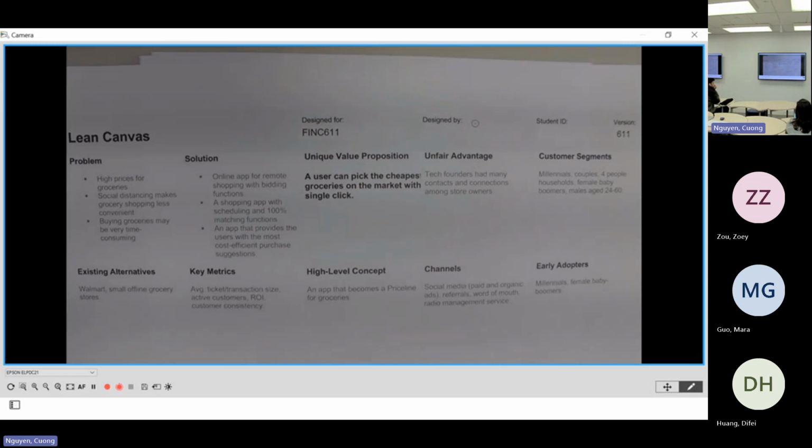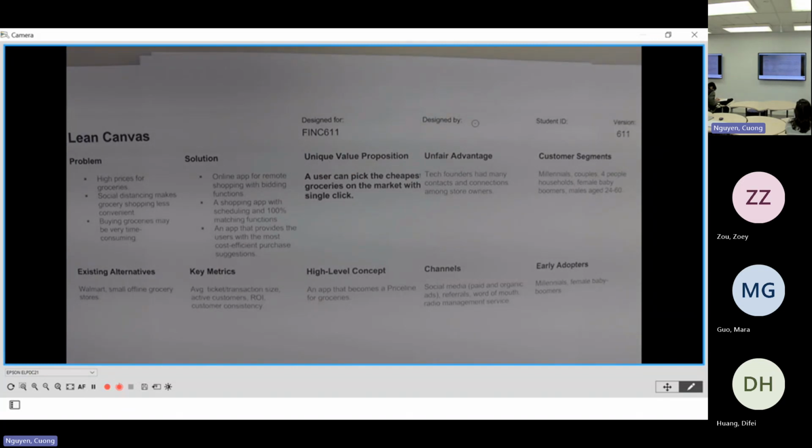Matching function. So there are a lot of suppliers here, then the customer, or the user, can choose which supplier provides the lowest price, for example, or highest quality, and so on. And next one, an app that provides the user with the most cost-efficient purchase suggestions, suggesting what you want to buy with a certain budget. So problem here, solution here. So what is the unique value proposition? A user can get the cheapest grocery on the market with a single click.